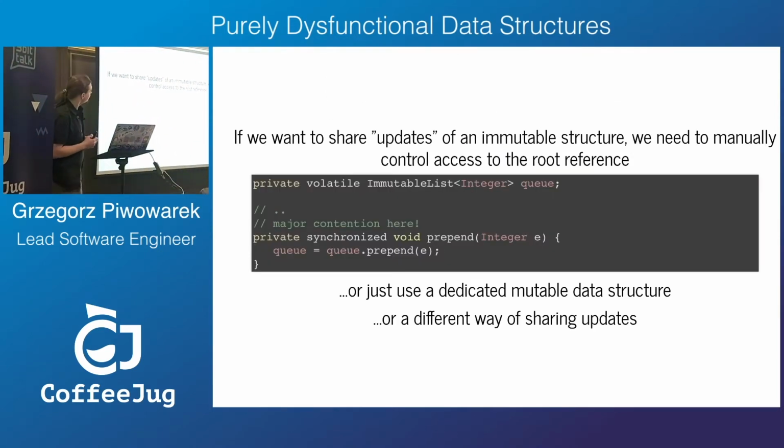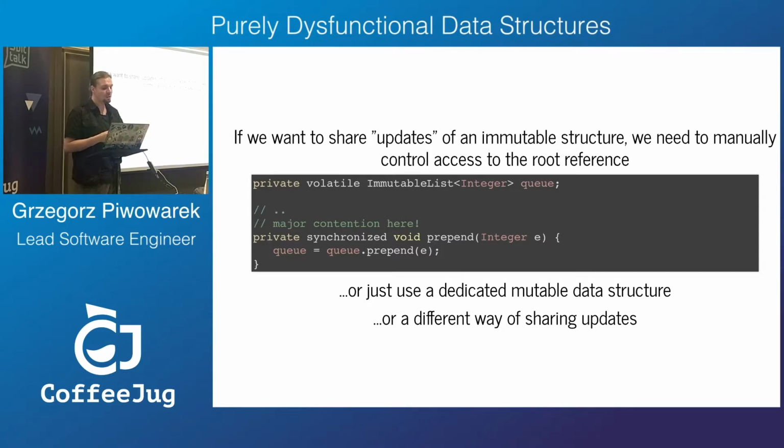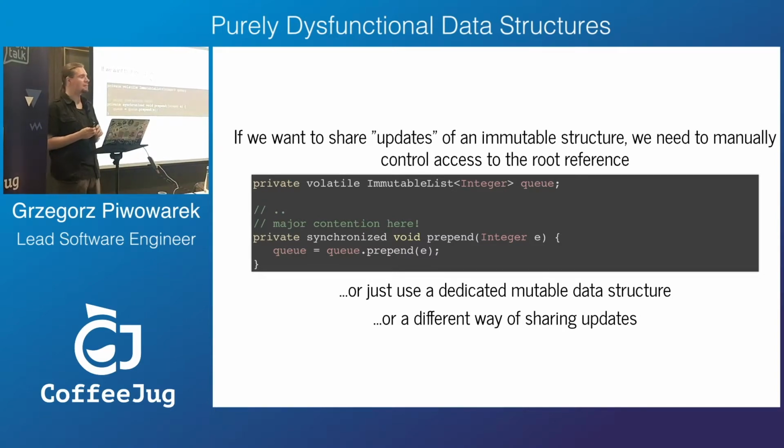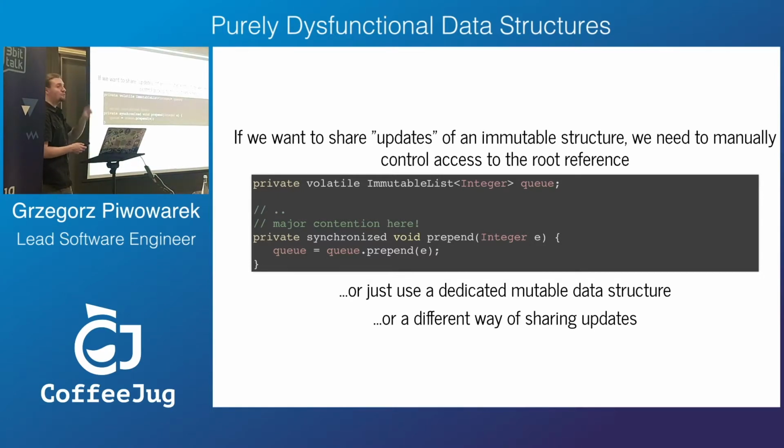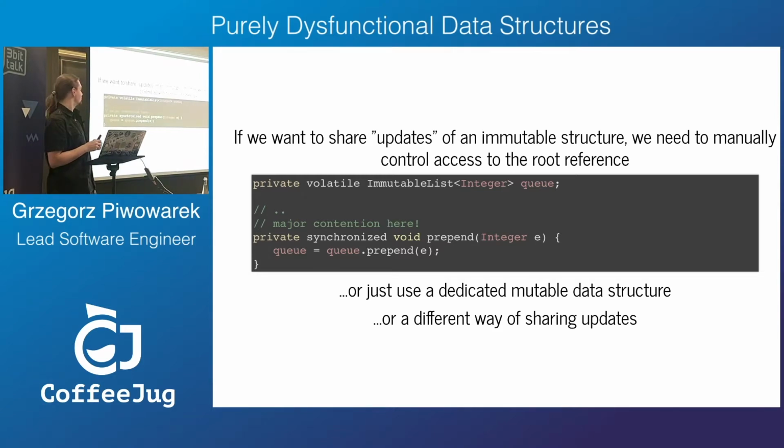And if you really want to share an update of immutable data structures, you suddenly need to manually grab the reference to the list and manually control access to it. In a very simple case, that would be some reference and some synchronization done in a synchronized block. And you can already see that this will cause major contention because you have one single contention point that you can't avoid. Whenever you want to update your immutable data structure and share an update, you need to have the synchronized block and all other threads just waiting for you for the result of this operation. Well, and this will be very inefficient.